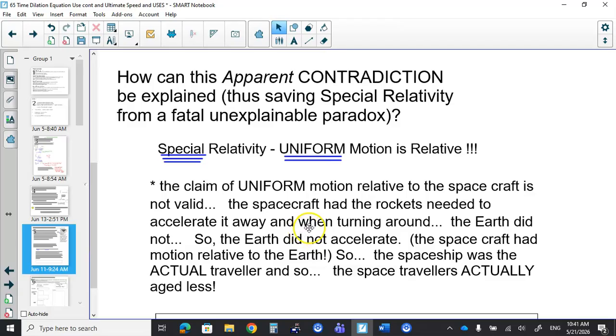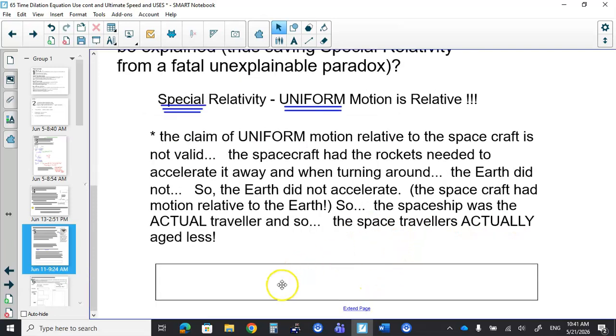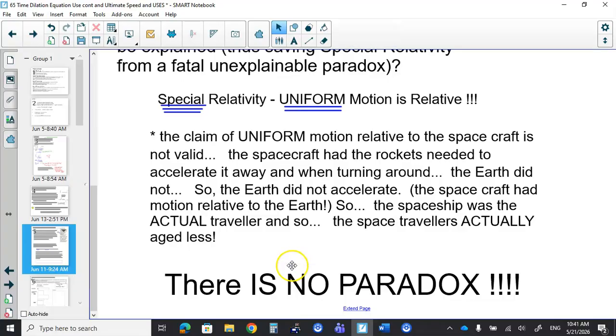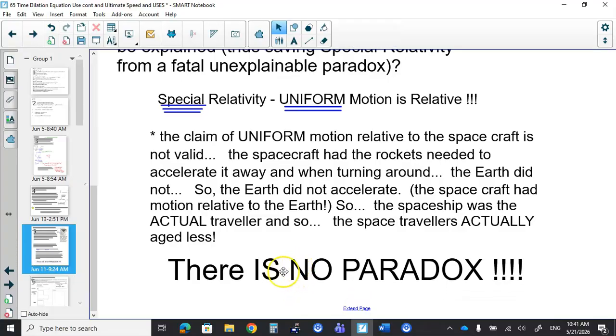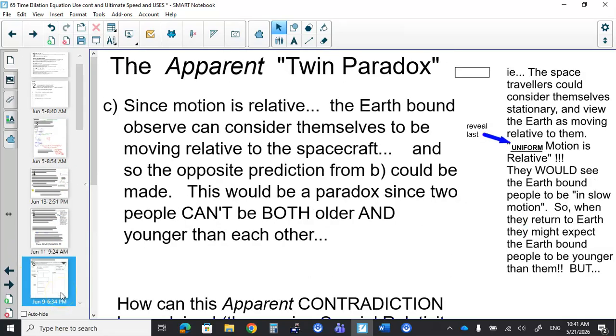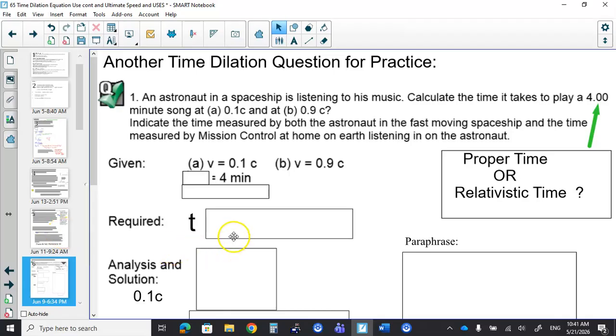And so the spacecraft is the one that did the moving relative to Earth, and that's what matters, right? The spacecraft had the rockets needed to accelerate away and then to turn around. Earth did not. So Earth did not accelerate. Earth did not move in this scenario. The spaceship was the actual traveler, and so they're the ones that actually age less, right? So there isn't a paradox, and it just seems like there would be if you don't understand that the acceleration of the two objects relative to one another is the distinguishing feature, really.